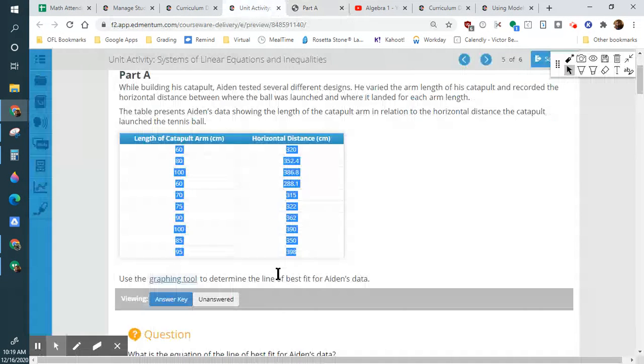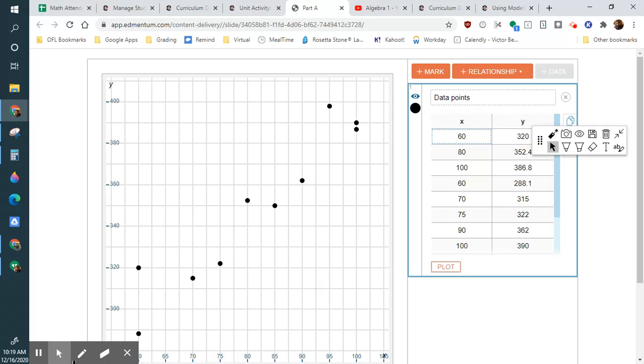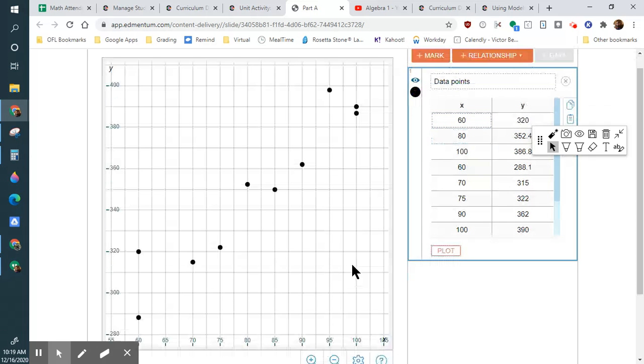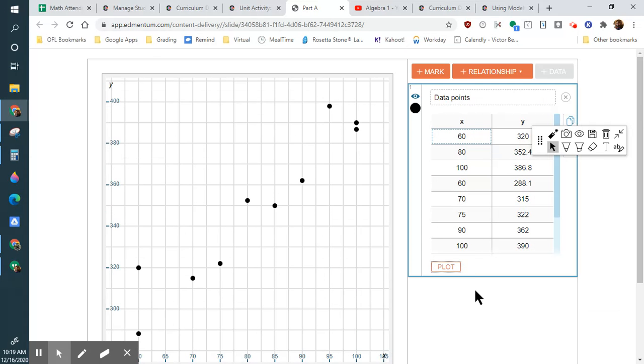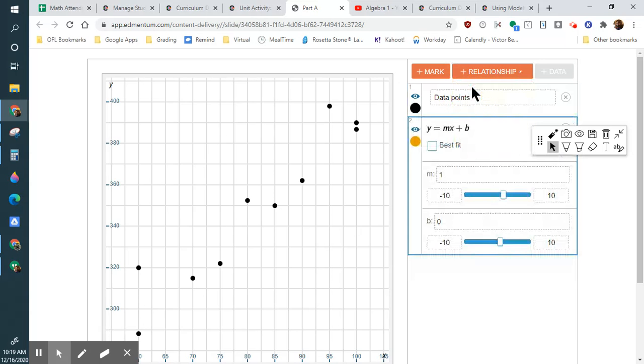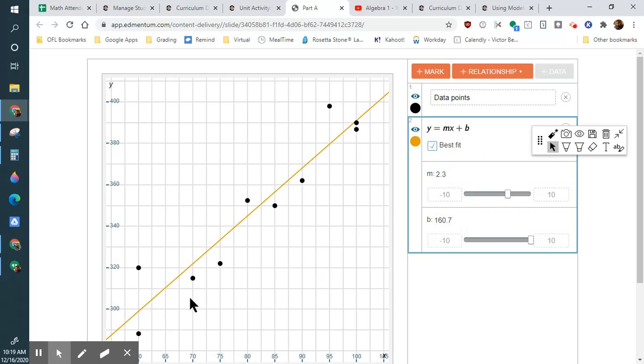It wants us to find the line of best fit. This is the cool part. Instead of guessing, like, let me put the line here, this actually has a tool that lets us do that. We want to find the relationship between it, so we're going to add a relationship. We want it to be a linear relationship, a straight line, so we're going to say linear. And we're just going to click best fit. This automatically makes the line of best fit.